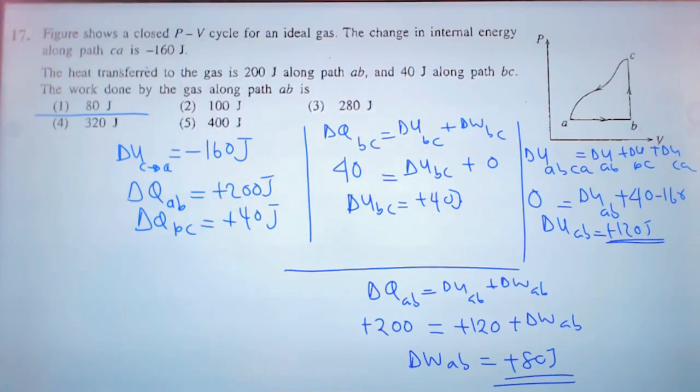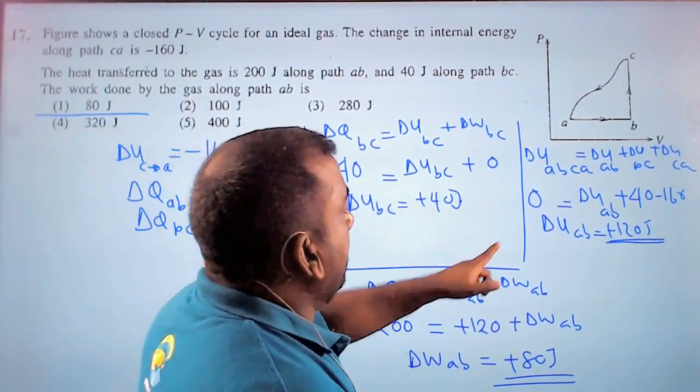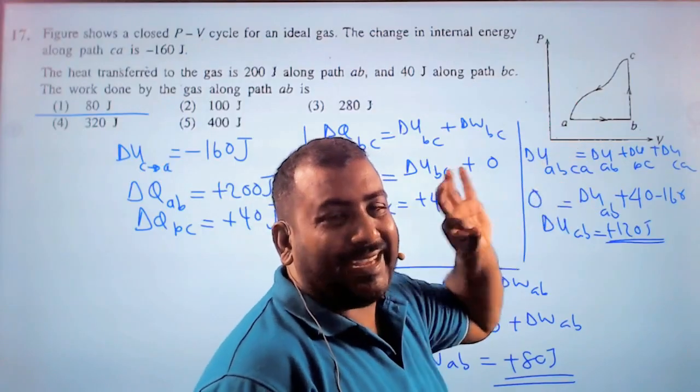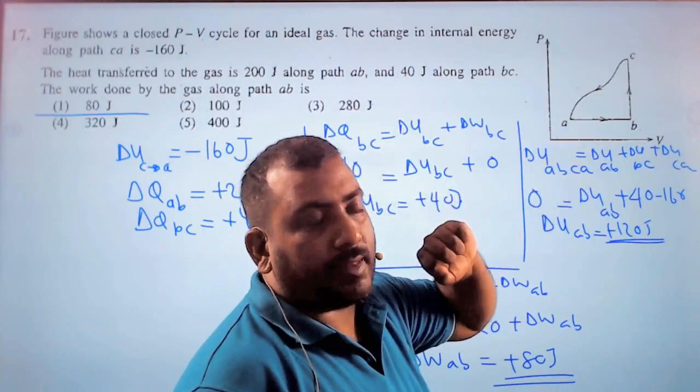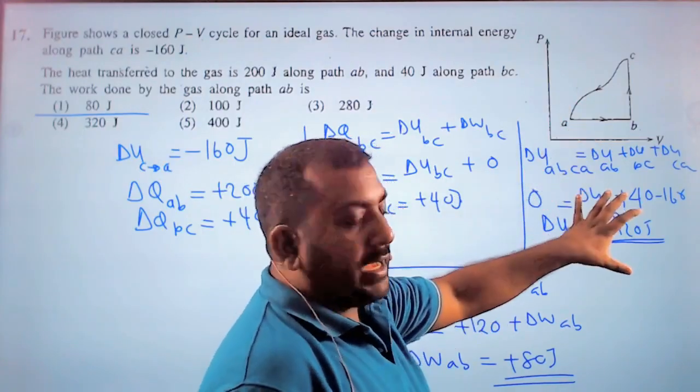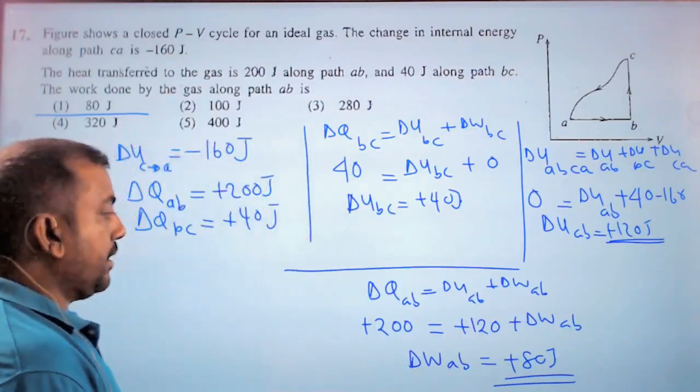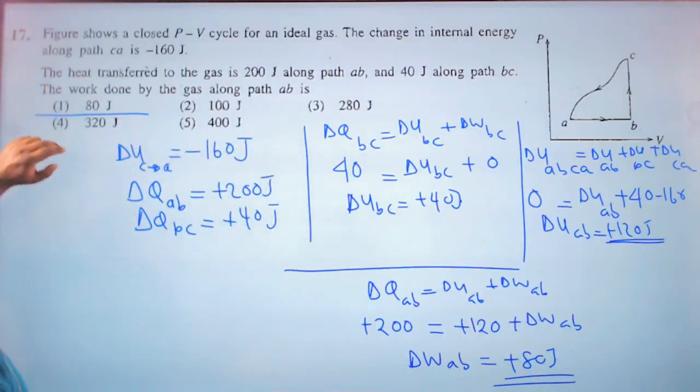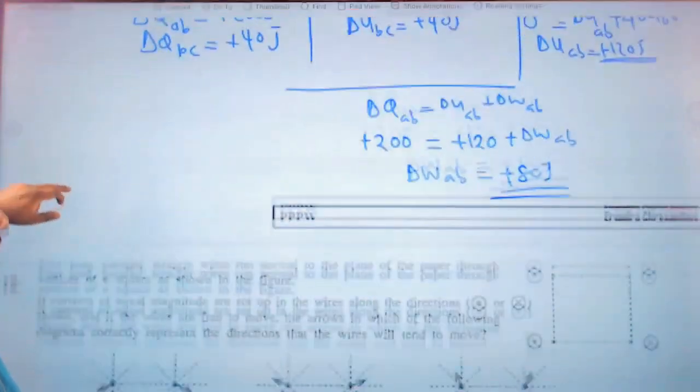Right. So what do you learn from this? In a cyclic process, the internal energy change is 0. But for each process separately you can apply the first law. Right? Okay. Moving on.